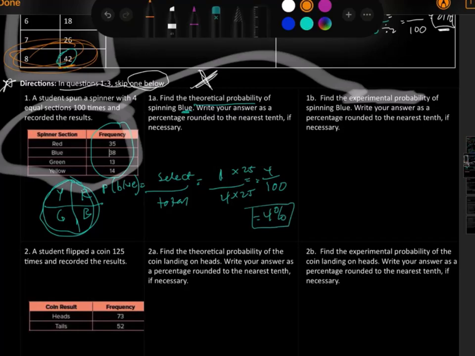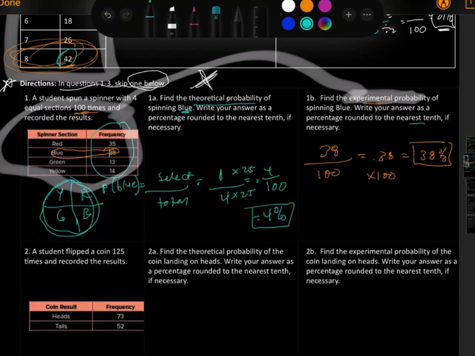All right, let's find the experimental now. Same thing, we want blue. In this case, the experimental is we had 100 times, and blue came up 38 times. So that would give us a decimal, and then you multiply by 100, and you would get 38% is your answer. Okay, so through a fraction is easier, and it says rounding to the nearest tenth.